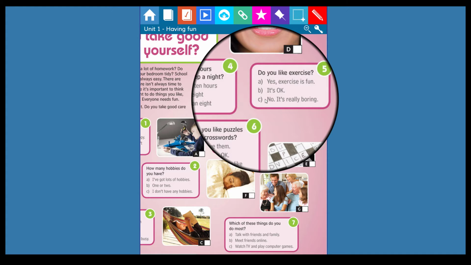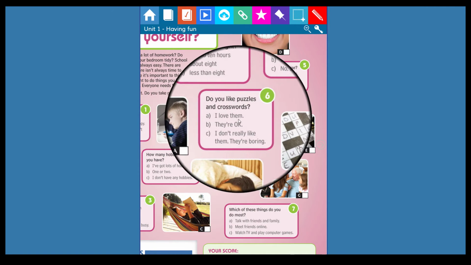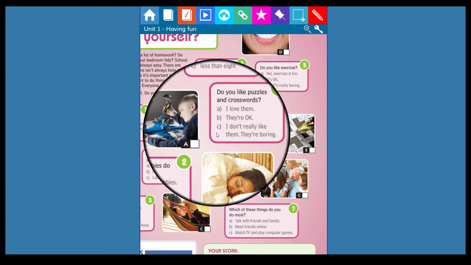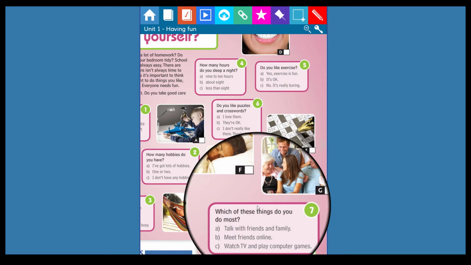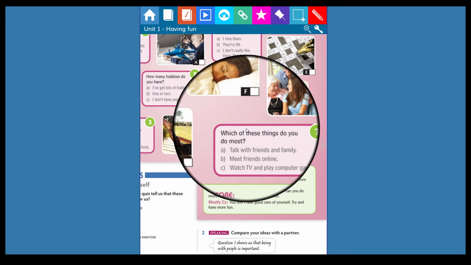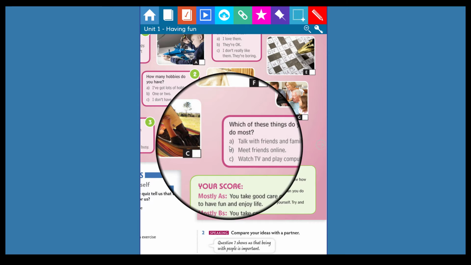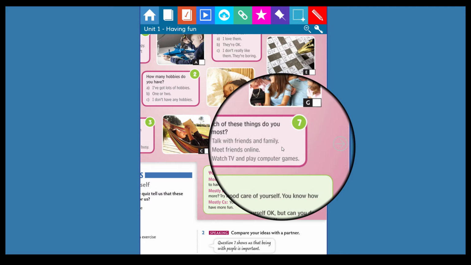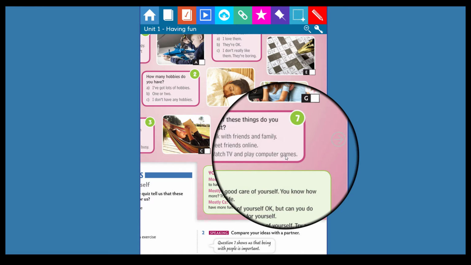Number 6. Do you like puzzles and crosswords? A, I love them. B, they're okay. C, I don't really like them. They're boring. And number 7. Which of these things do you do most? Letter A, talk with friends and family. B, meet friends online. And C, watch TV and play computer games. Remember to choose your correct alternative.